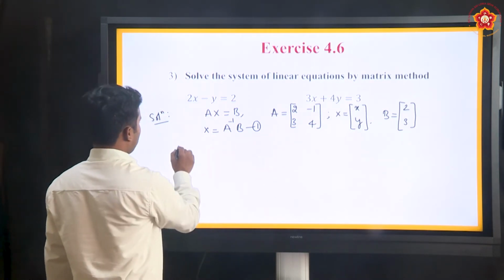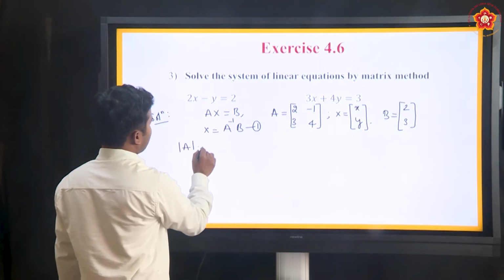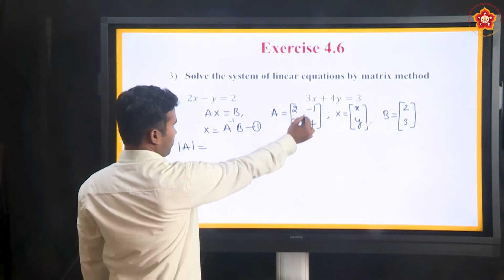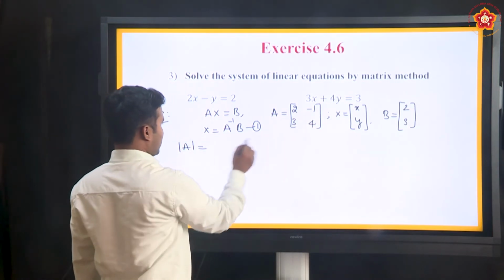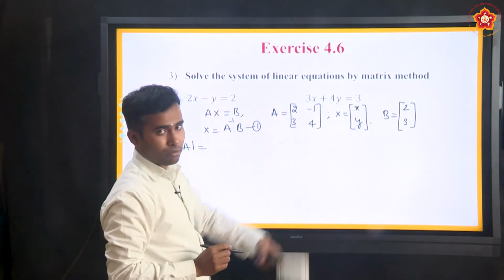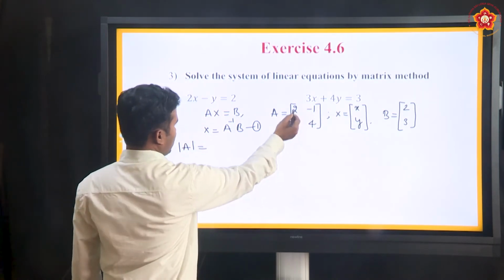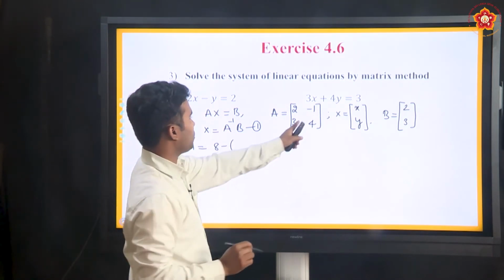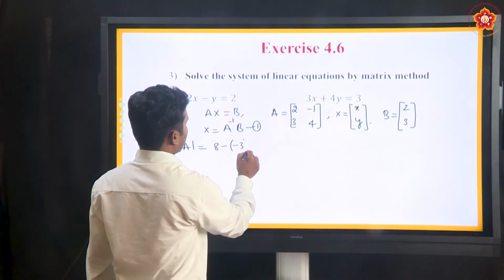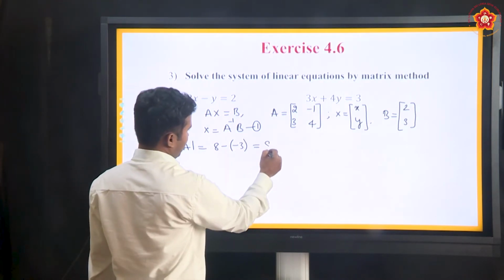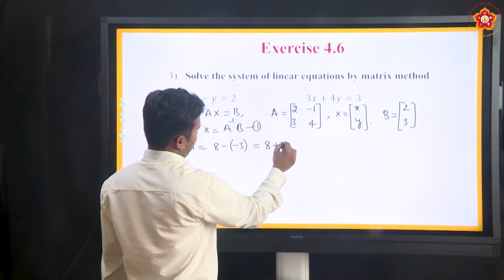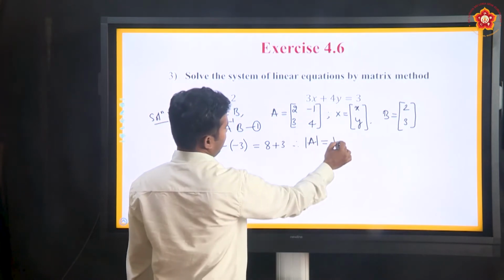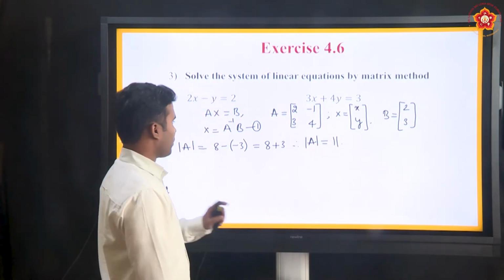Now we have to find the determinant of A. Take the determinant of this matrix: determinant of 2, minus 1, 3, 4. You just expand it by taking the product of the diagonal minus the product of the non-diagonal. That is 2 into 4 is 8, minus of minus 1 into 3, which is minus 3. So 8, minus into minus becomes plus. Therefore the determinant of A is 11. Now we have got the determinant of A.